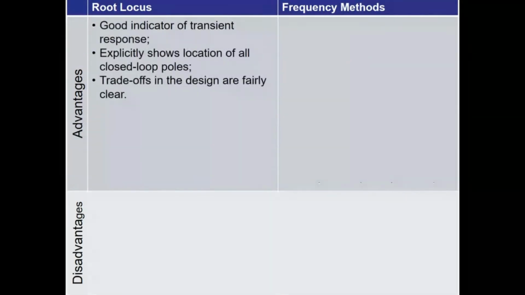Let's look at a couple of advantages and disadvantages comparing our root locus with our frequency methods. The root locus, with which you're quite familiar by now, has some good advantages. It's a good indicator, for instance, of our transient response. You can get a specific closed loop root location on the root locus, and for that specific closed loop root, you know what the damping ratio is going to be, or the approximate damping ratio for a second order system. What's the damped natural frequency? Therefore, what kind of response characteristics are we going to have in our system?